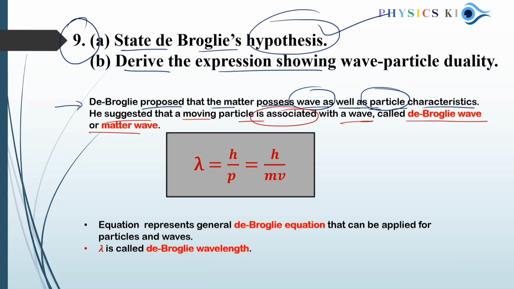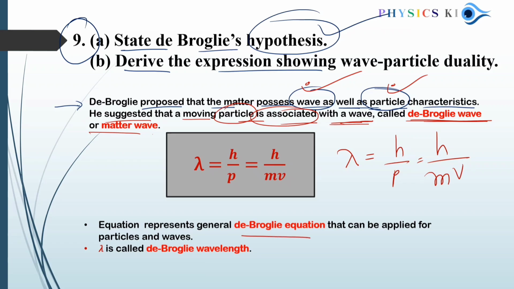So every particle is associated with a wave, and that is named the de Broglie wave. So can we write the wavelength lambda is equal to h by p, and if it is a particle, it has a mass, so can we write h by mv. So this is the de Broglie equation, and lambda is the de Broglie wavelength. Now try to derive this equation.